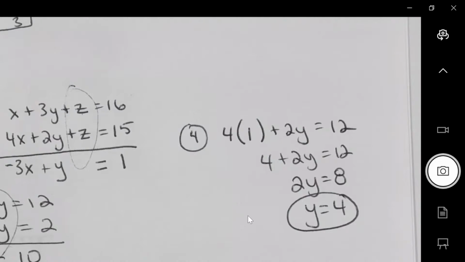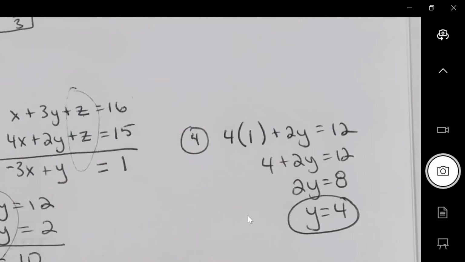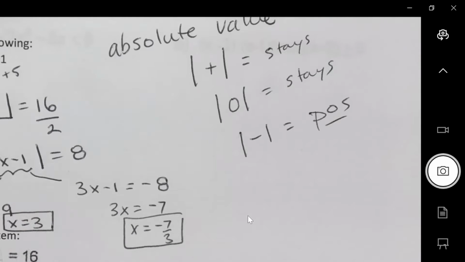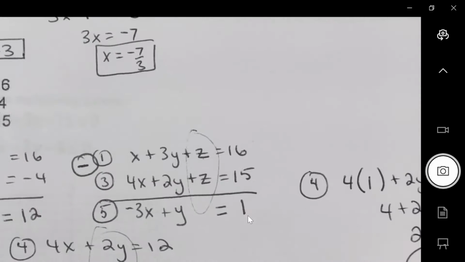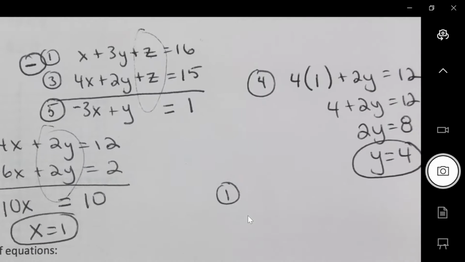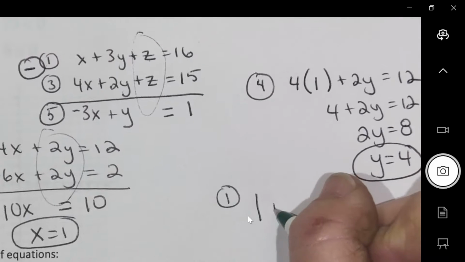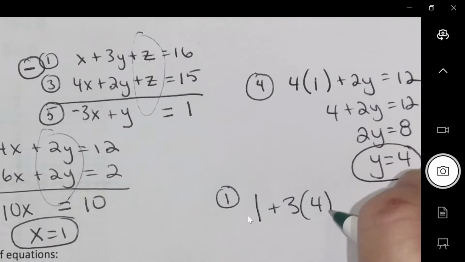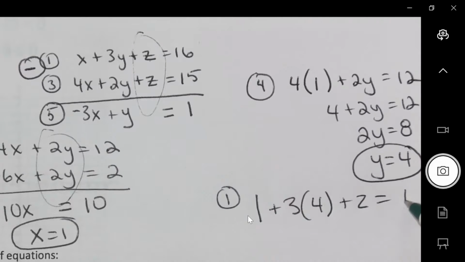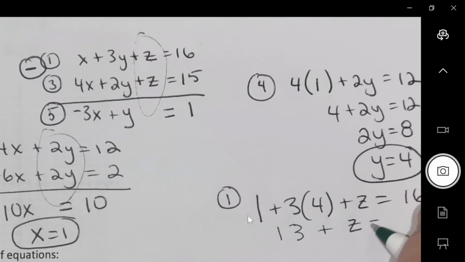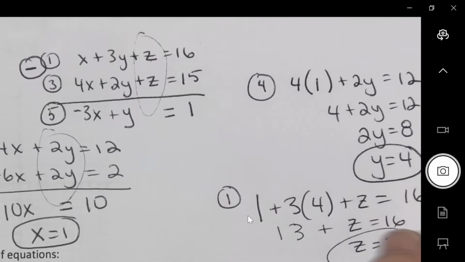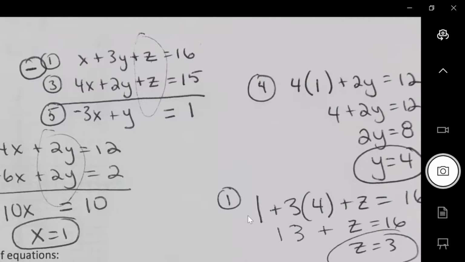Okay, now that I have x and I have y, where do I go to plug in to get z? 1, 2, or 3? Pick which one looks the easier one. I don't know, I'm just going to go with 1 here. So equation 1, x, which is 1, plus 3y, which is 4, plus z equals 16. And I'm getting a 3.